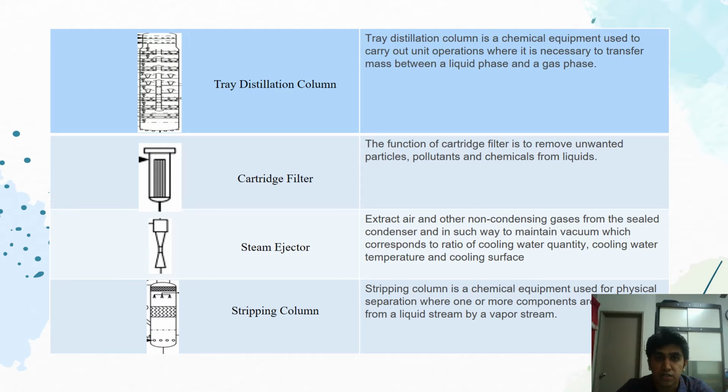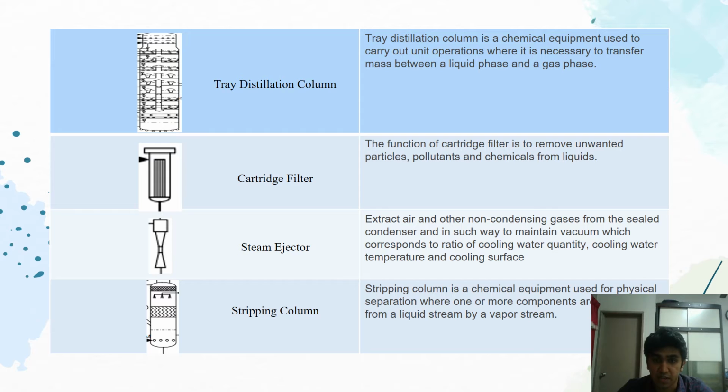There is the tray distillation column, which is used to carry out unit operations where it is necessary to transfer between two phases, the liquid phase and the gas phase. And then the cartridge filter. The cartridge filter removes unwanted particles, pollutants and chemicals from the liquids flowing through.